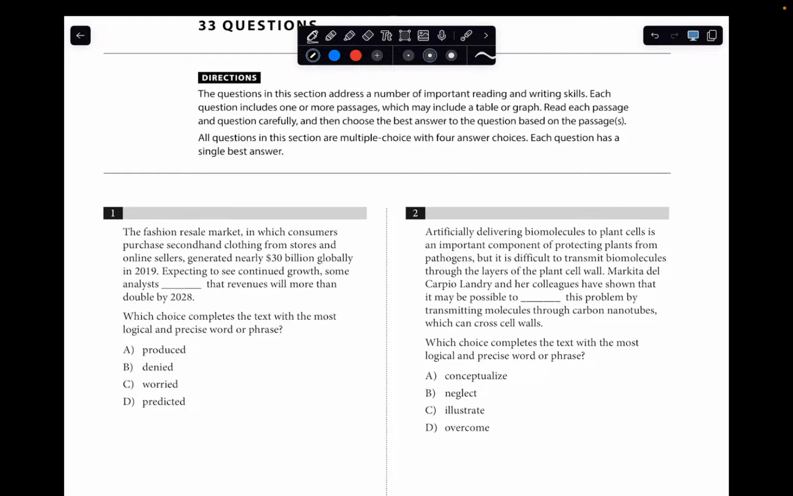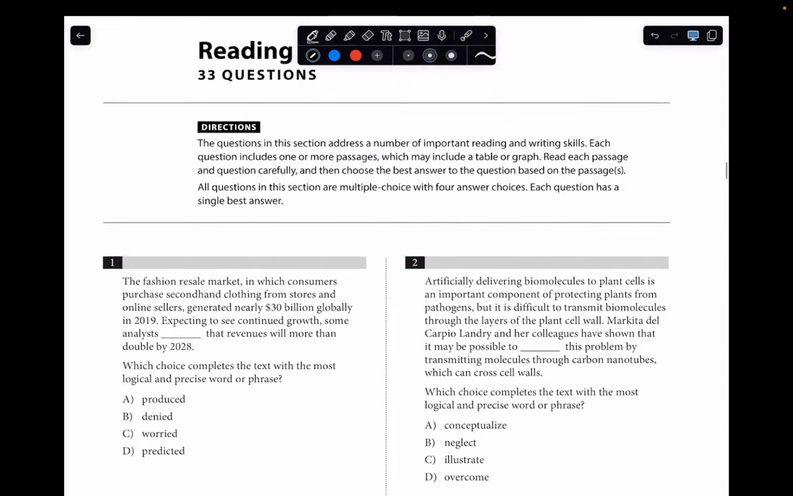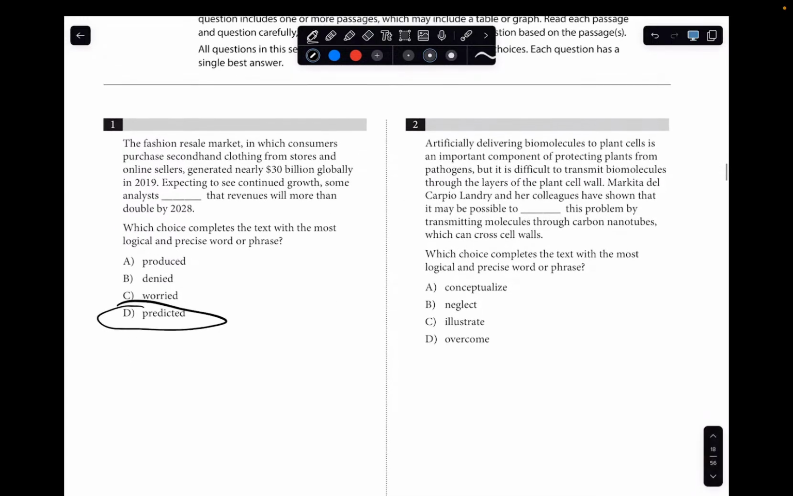Yeah, we're going to do the second reading section. All right, second reading section, number 1. The fashion resale market, in which consumers purchase secondhand clothing from stores and online sellers, generated nearly $30 billion globally in 2019. Expecting to see continued growth, some analysts blank that revenues will more than double by 2028. So it's a prediction, right? They're predicting what will happen in the future.